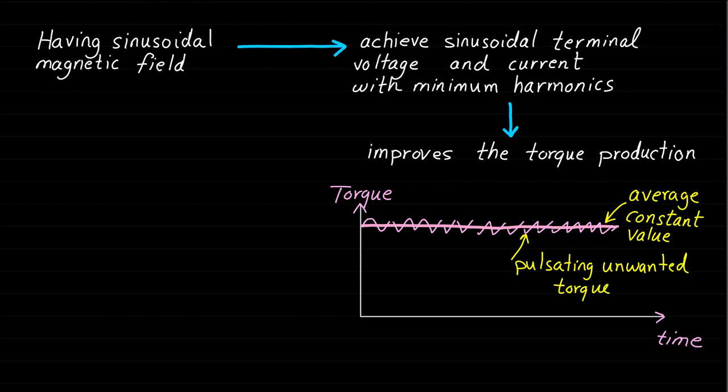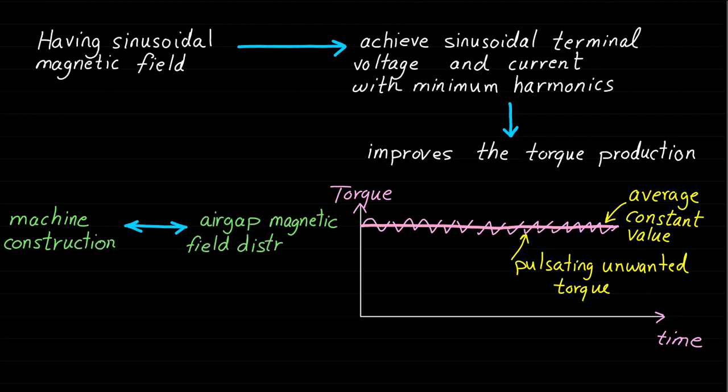At this point, we should be able to understand that there is a direct relationship between the machine construction and the air gap magnetic field distribution. The air gap magnetic field distribution of the synchronous machine will be provided in detail in the upcoming lectures.